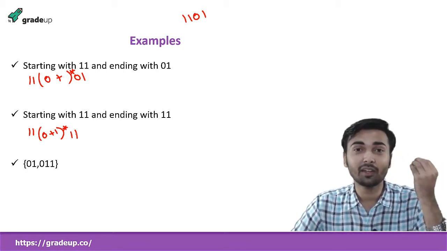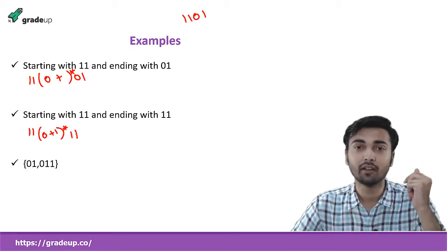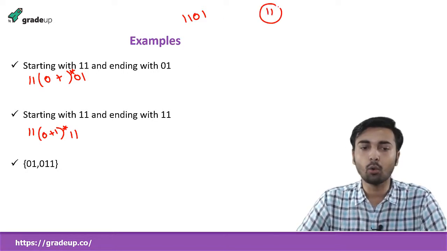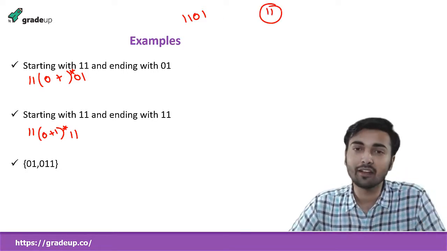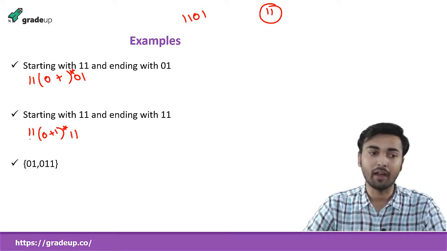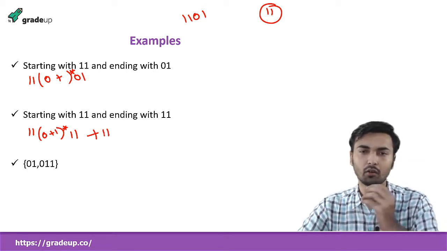You can judge it yourself. What are the strings you have left? See, 1 1. If you take only 1 1, it is also starting with 1 1 and also ending with 1 1. But here it is not covered. Why? Because there are at least 4 ones. So add it separately. Finished?